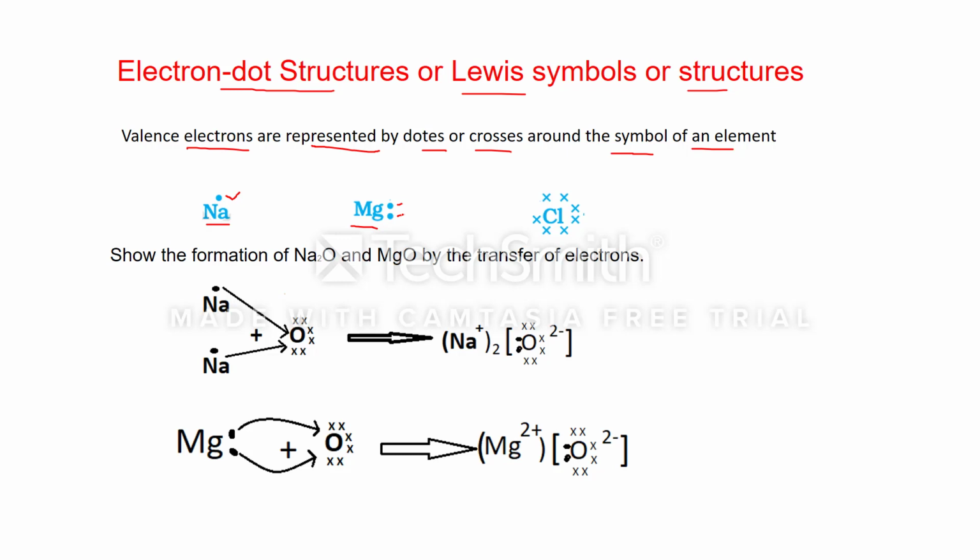In place of dots, we can also write crosses, like chlorine. It has 7 electrons in its outermost shell, that's why these are the 7 crosses. Clear? These are known as electron dot structures. Now generally one question is asked: show the formation of any ionic compound. I am taking two examples here, Na2O and MgO, by the transfer of electrons.